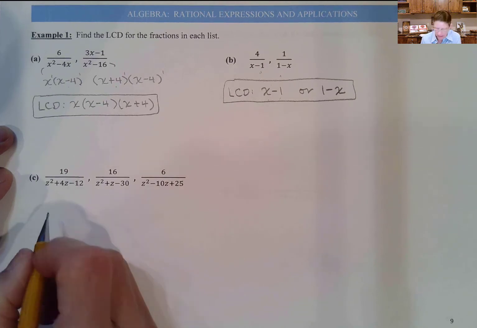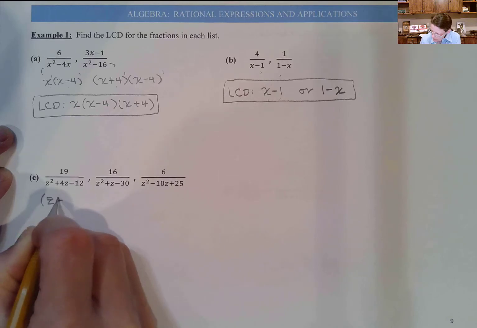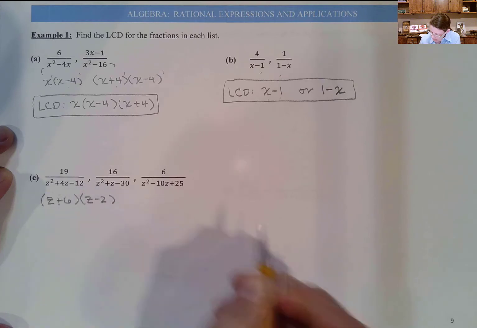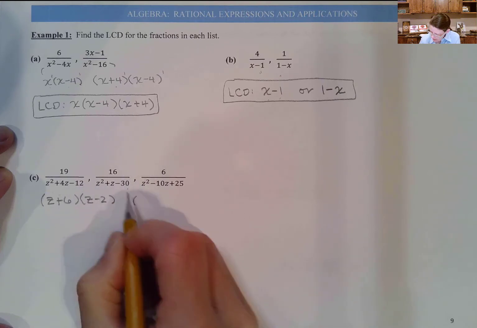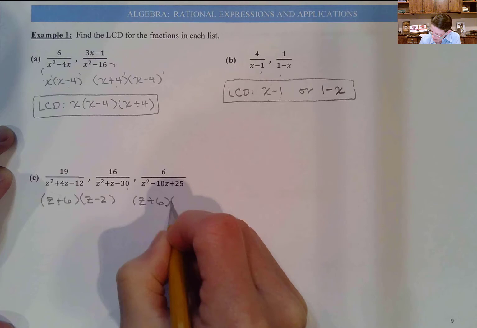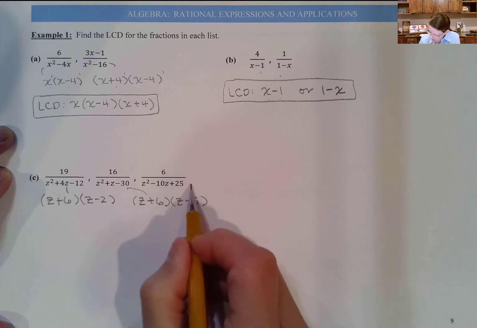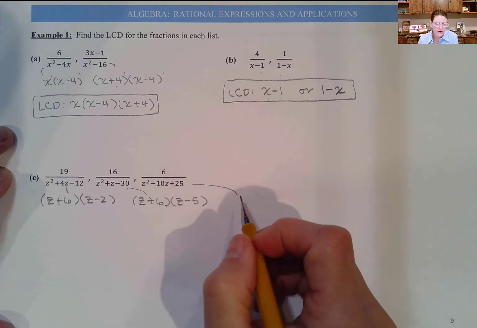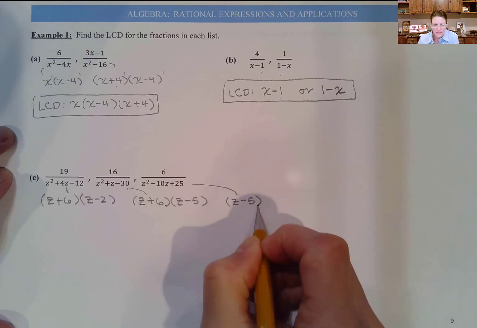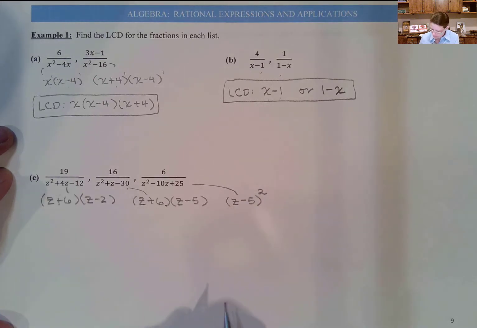Part C, let's begin by factoring. Let's see, this first denominator factors z plus 6 times z minus 2. Our second denominator, that's going to factor z plus 6 times z minus 5. So that's our first and that's our second. And then that third denominator is a perfect square trinomial. It factors z minus 5 times z minus 5, but let's write that as z minus 5 quantity squared.